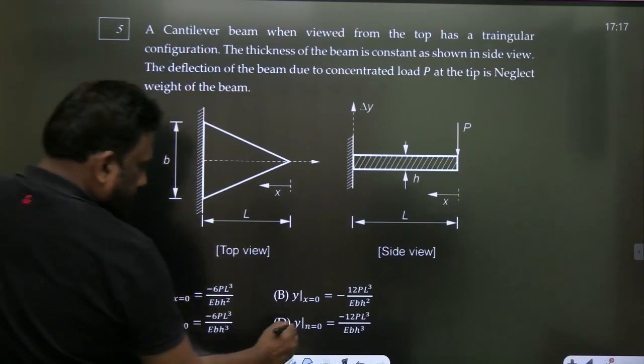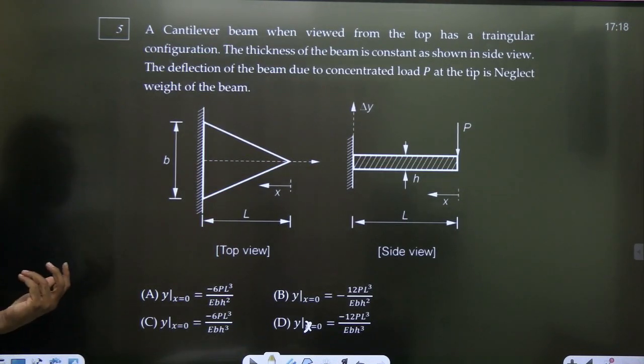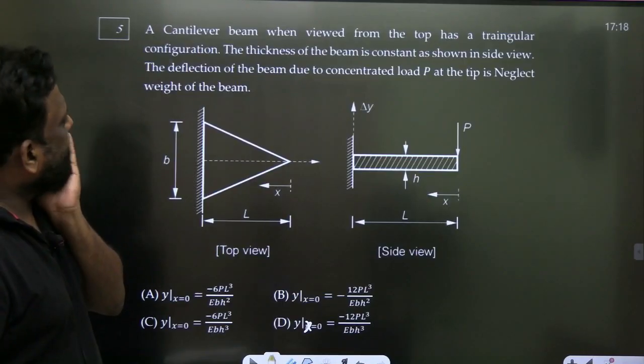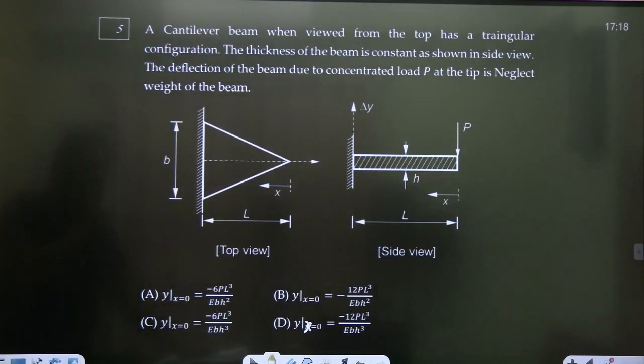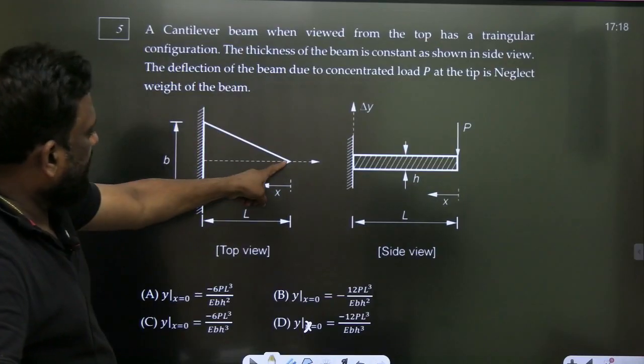This is at x is equal to 0. A cantilever beam, when viewed from the top, has a triangular configuration. The thickness of the beam is constant, as shown in the side view. Now the moment of inertia is changing. It's not of constant cross section. Only the depth is the same, but the width is varying. At the fixed end the width is b, at the free end the width is 0.